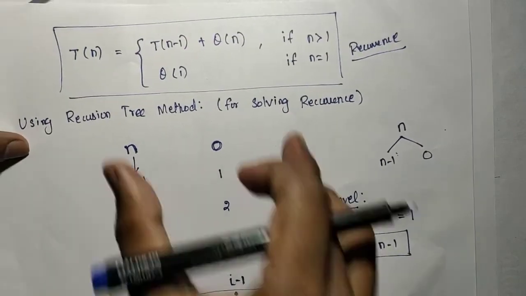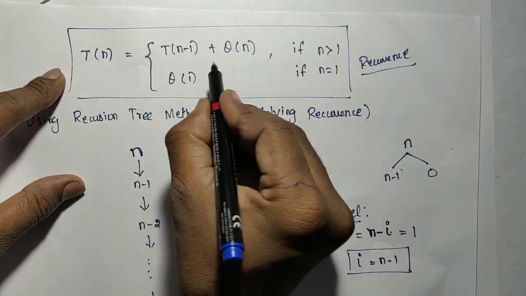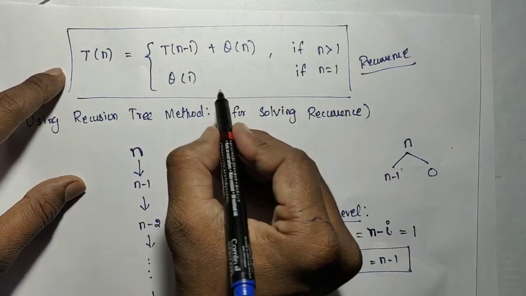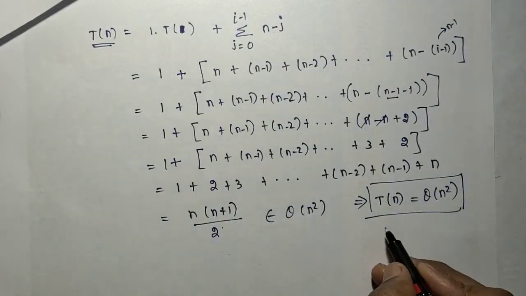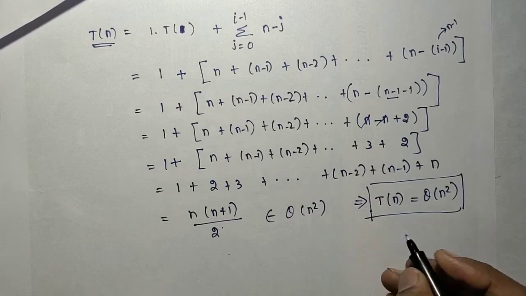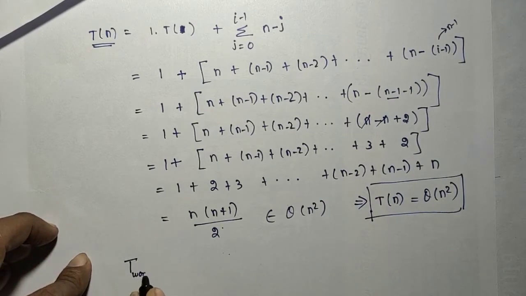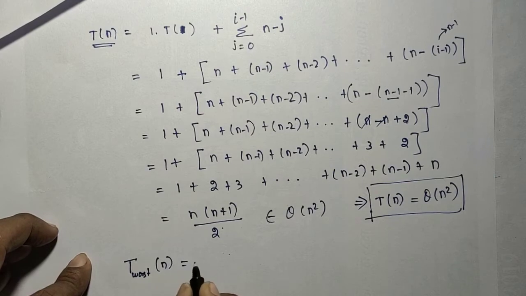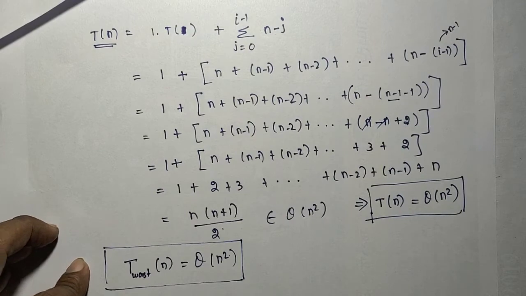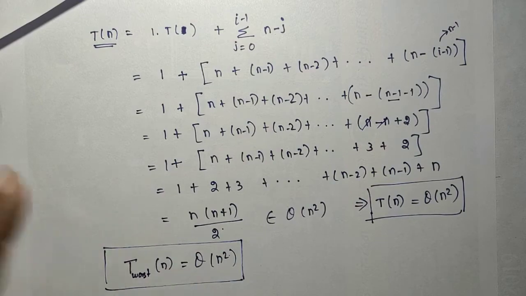So if you substitute this in the recurrence, T(n) = Θ(n²) if n is greater than 1, and Θ(1) if n equals 1. So simply we can say that the complexity of quicksort is Θ(n²) in the worst case. T_worst(n) = Θ(n²) for the quicksort algorithm. T_worst means the worst case complexity of the quicksort algorithm is O(n²).